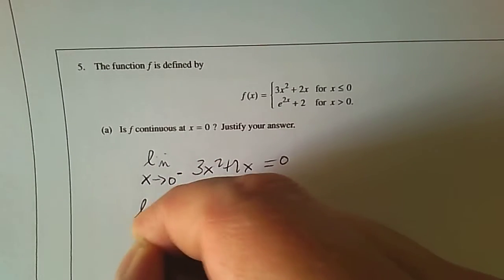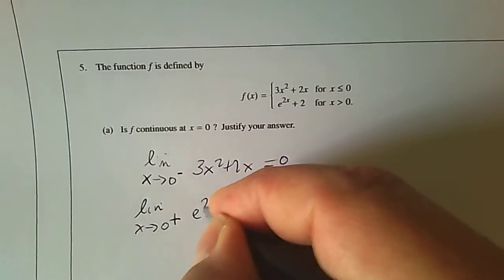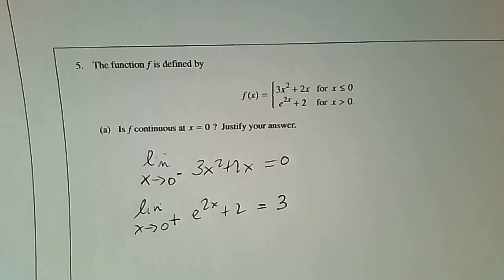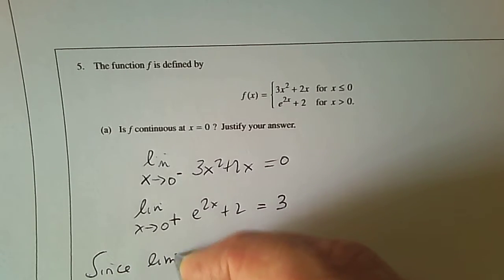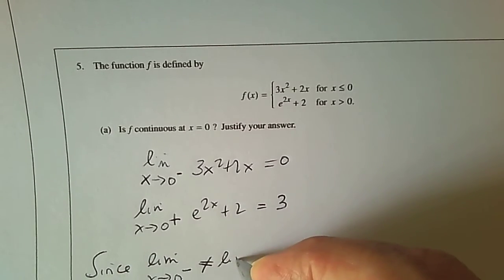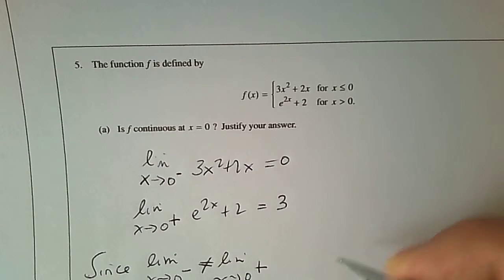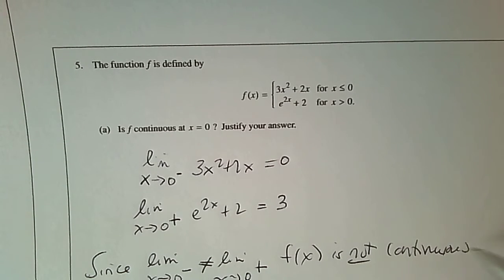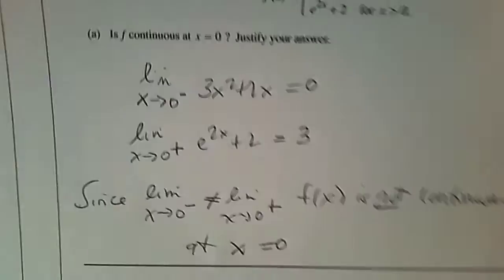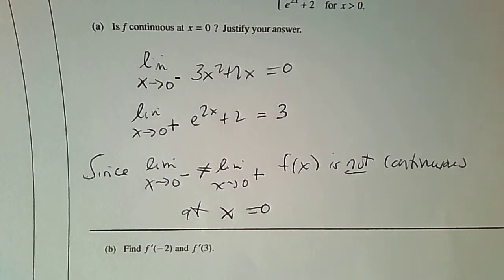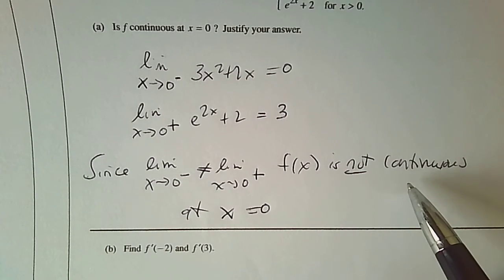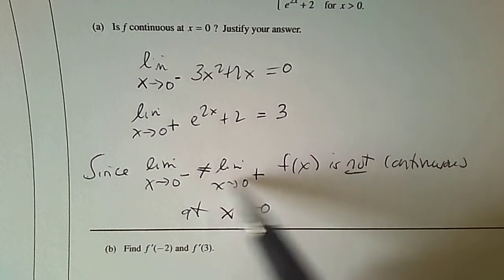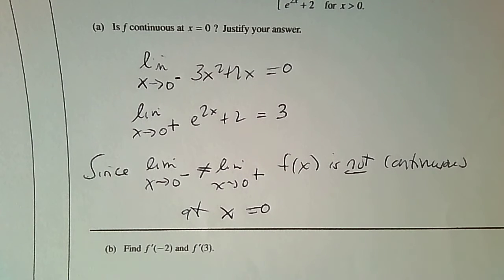And then I also want to write down the limit as x approaches 0 from the right. That would be the bottom piece, e to the 2x plus 2. So if I plug in 0, I get 1 plus 2 equals 3. So since the limit as x approaches 0 from the left does not equal the limit as x approaches 0 from the right, f of x is not continuous at x equals 0. So you're able to answer the question using calculus and write a simple statement that shows you understand what you did, that you're looking at the limit from the left and right. They'd have to equal each other. Because the limits don't equal each other, f of x is not continuous at x equals 0.